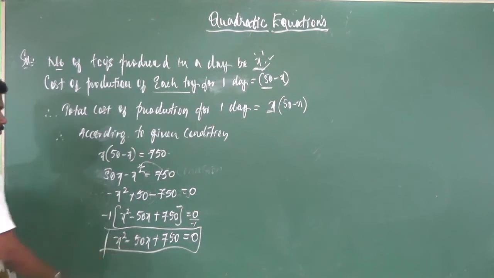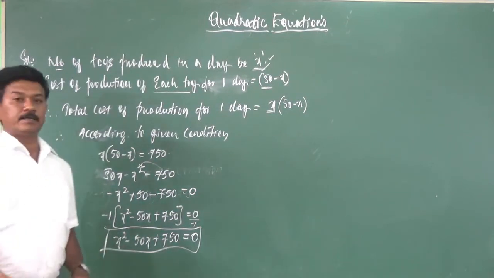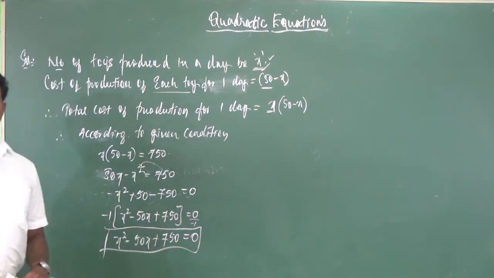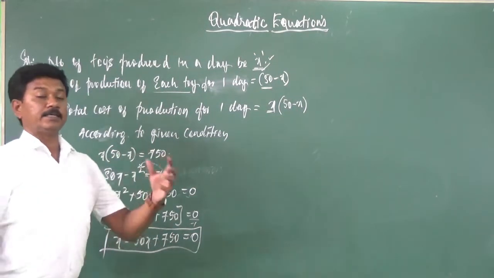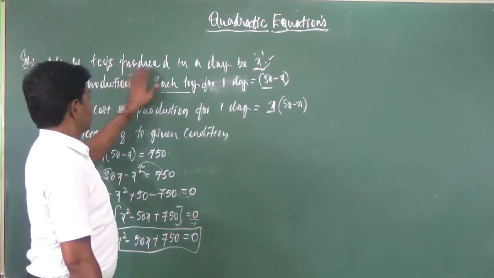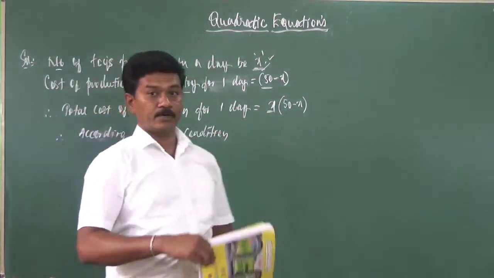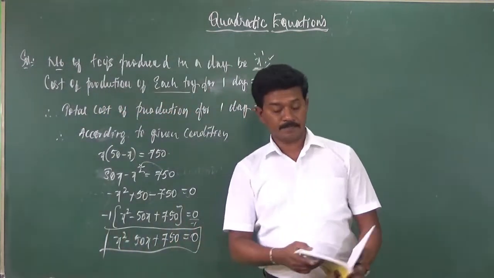So you have to continue from here, apply the factorization method, and find the value of x. If x is negative, ignore it. If x is positive, that will be the number of toys produced in a day. Right? I hope you got it. Very important problem.